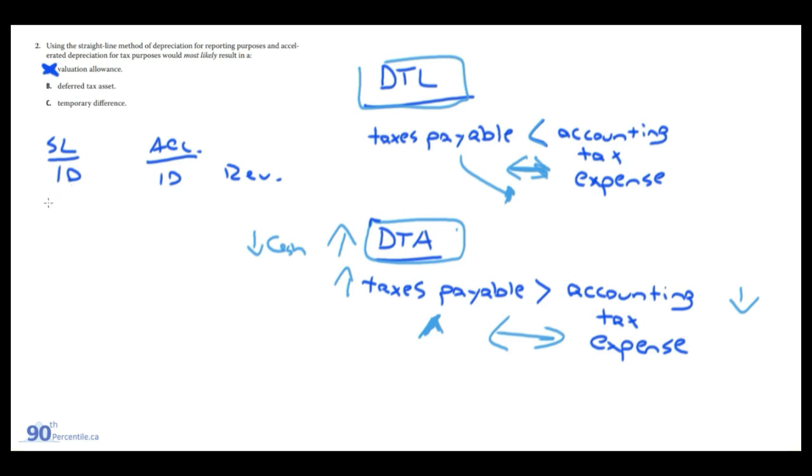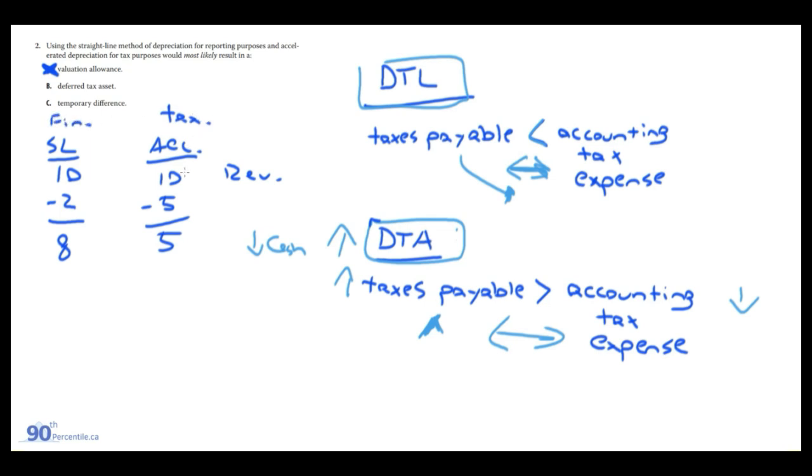So using straight line, let's just say it's 2. So we're subtracting 2, so we have an 8 million taxable income. And then accelerated, of course, is going to have more depreciation, so let's just say it's 5. So we're going to have 5 million in taxable income. And the accelerated was for tax purposes. Straight line was for financial.